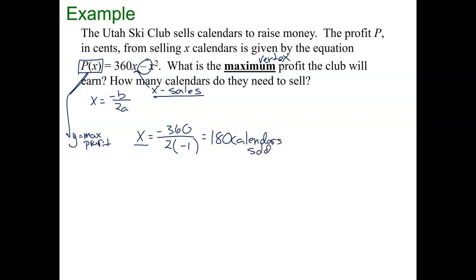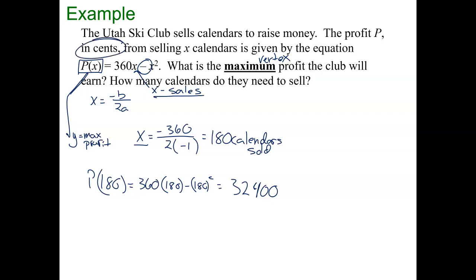Now, assuming they sell 180 calendars, how would I figure out how much profit they would earn? P of 180 equals 360 times 180 minus 180 squared, which gives me profit. Now, pay really close attention. The profit is listed in cents. 32,400 pennies. How many dollars did they earn?